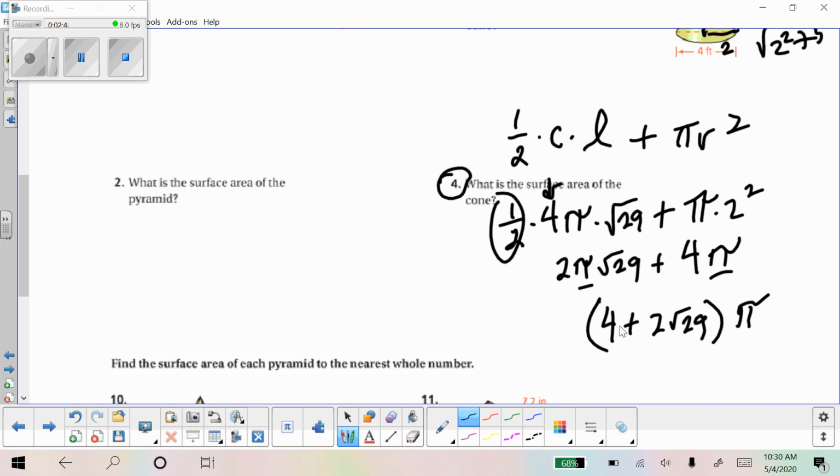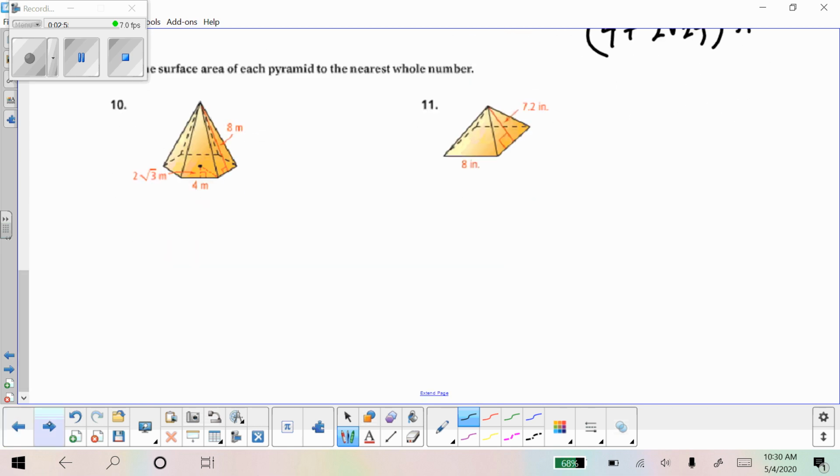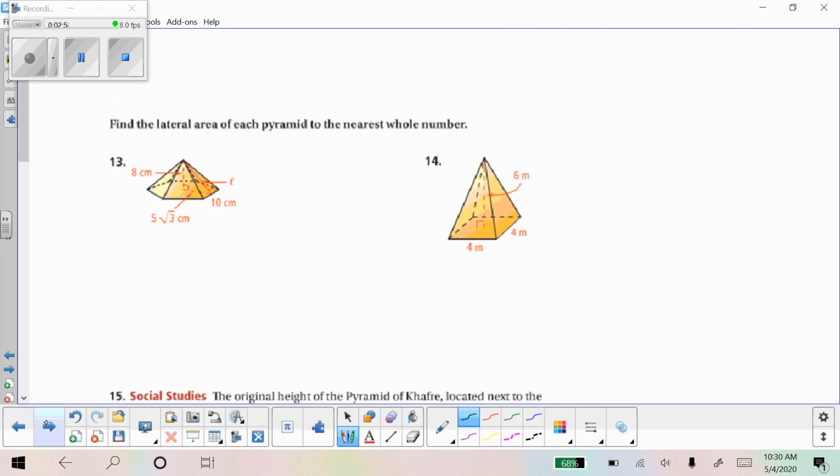All right, the next one it looks like we had trouble with is number 13. So let's check out that one. We need to find just the lateral area. So to do that, we need 1/2 the perimeter times the slant height. All right, and the perimeter, it looks like each side is 10. So 10 times 6 is 60.